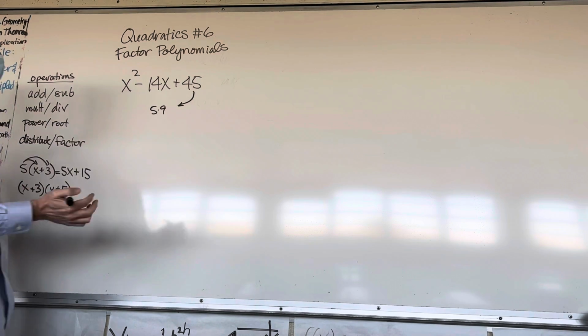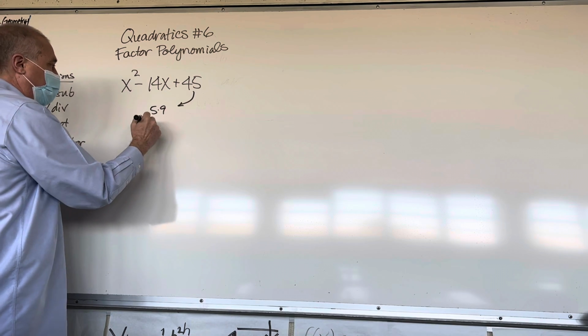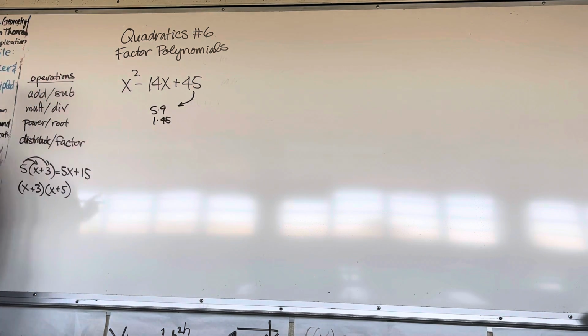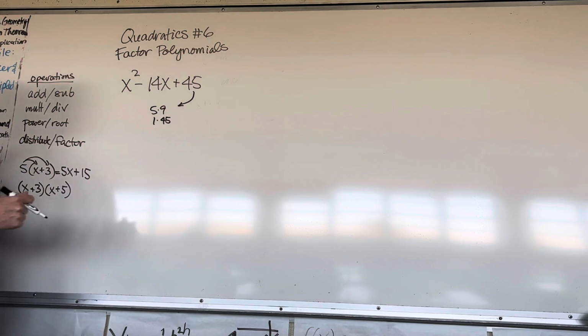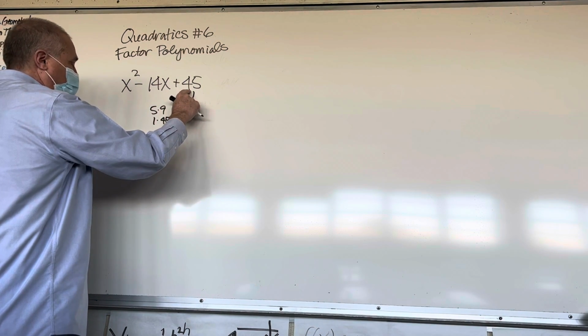Fair enough? What's another set of factors? 1 times 45. Yeah, 1 times 45. Don't forget that one. That's an oldie but a goodie. A lot of times your brain forgets the easiest ones. Somehow they're not as easy, I guess. Okay, so whatever it is. So these are both factors. These things multiply to equal 45.